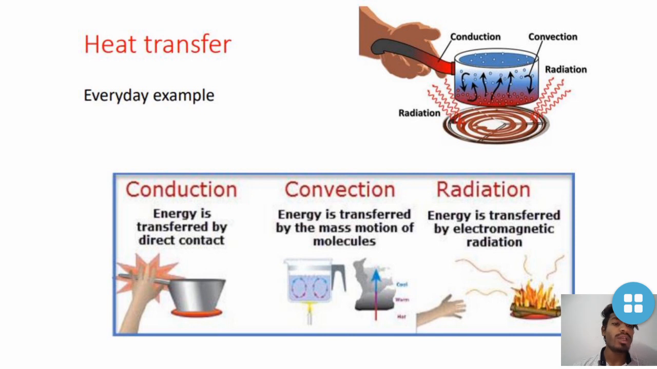In conduction, heat is transferred by direct contact. When a utensil is kept on a stove, you can see how heat transfers from the stove to the utensil when they are both in direct contact. In convection, energy is transferred by the mass motion of molecules. And in radiation, energy is transferred by electromagnetic radiation.